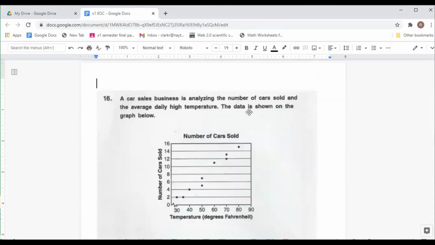Number 16. A car salesman's business is analyzing the number of sales sold and the average daily temperature. The data is shown in the graph below. We have temperature on the bottom by degrees. When it's frigid, he only sells a couple cars. When it's 80, he sells 15 or 16 cars. And we have a very positive, good trend here. It's positive.